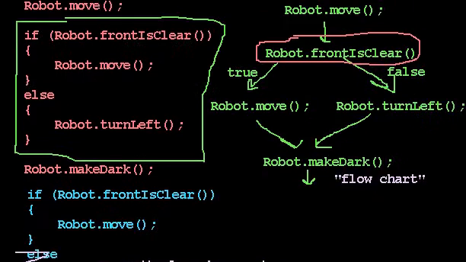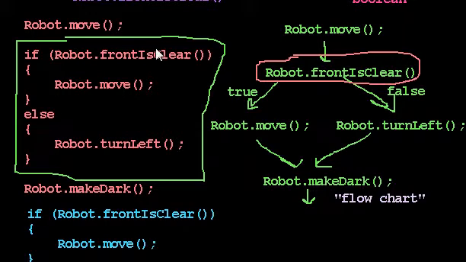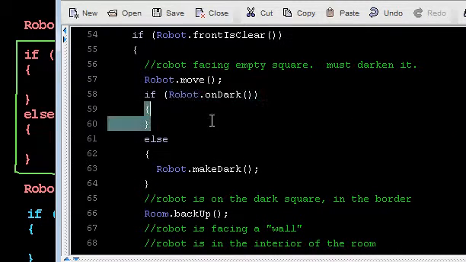So over here, when I wrote if robot front is clear, move, else turn left, that's the same as writing if not robot front is clear, turn left, else move. So we can swap what's in the first part with what's in the else part by putting a not in our condition, and that should make sense to us. So same thing here. By writing not front is dark, then I can swap these two pieces.